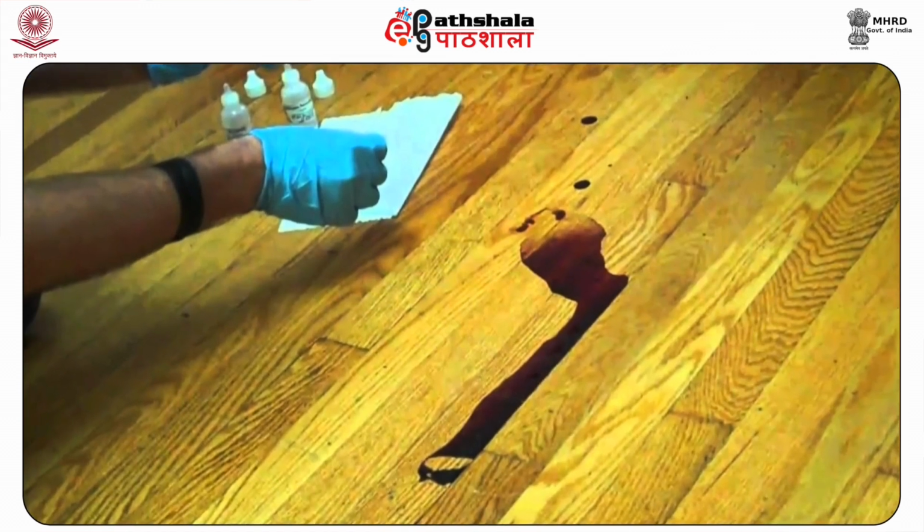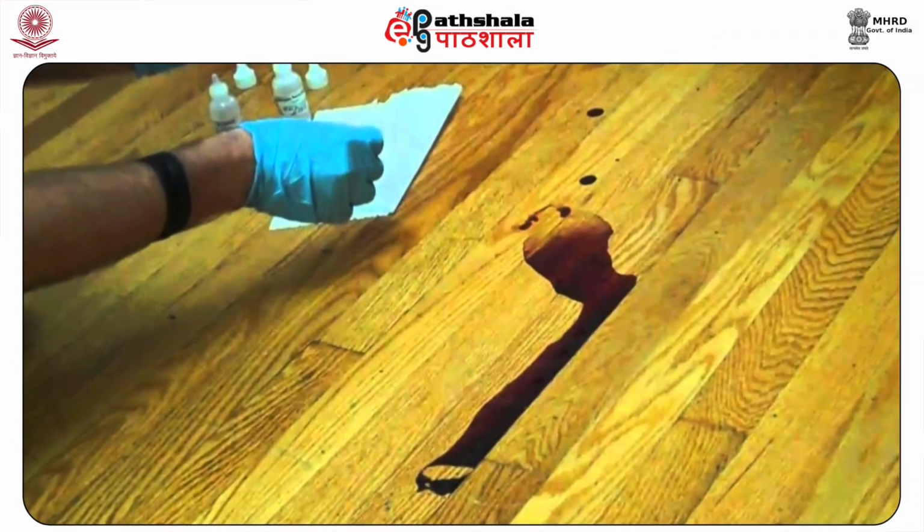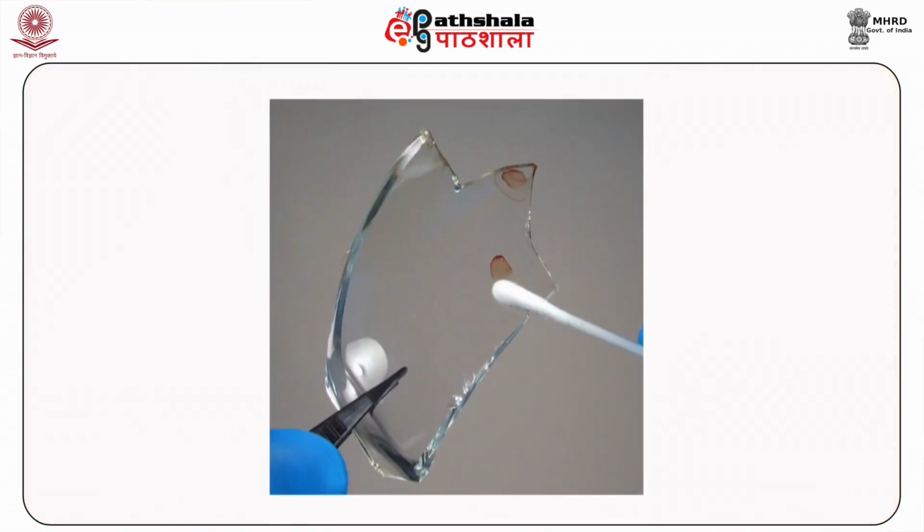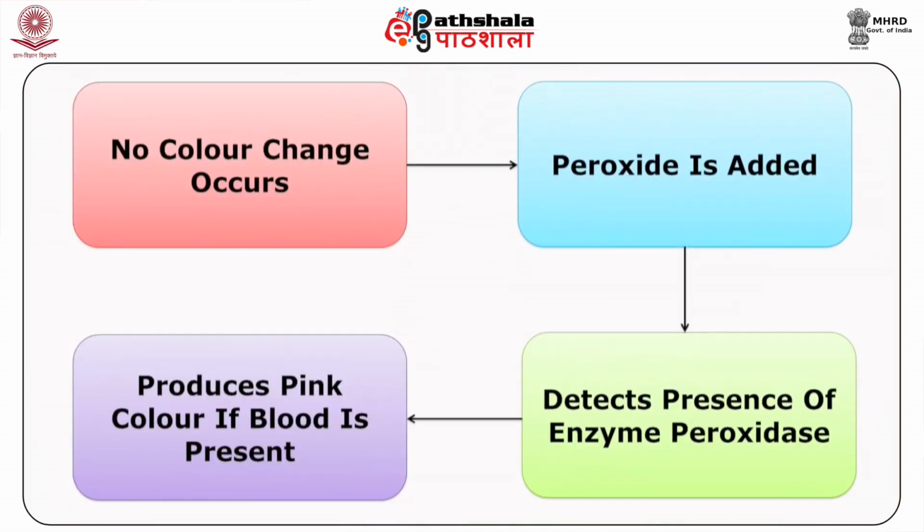The Kastle-Meyer or phenolphthalein test is another presumptive blood test. The stain in question is collected with a cotton swab before drops of ethanol and phenolphthalein indicator are added. If no color change occurs, peroxide is then added. This detects the presence of the enzyme peroxidase in the blood, producing a pink color if present.